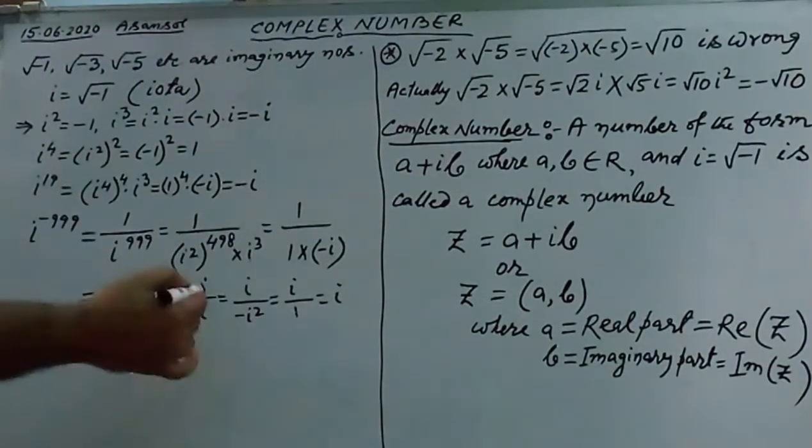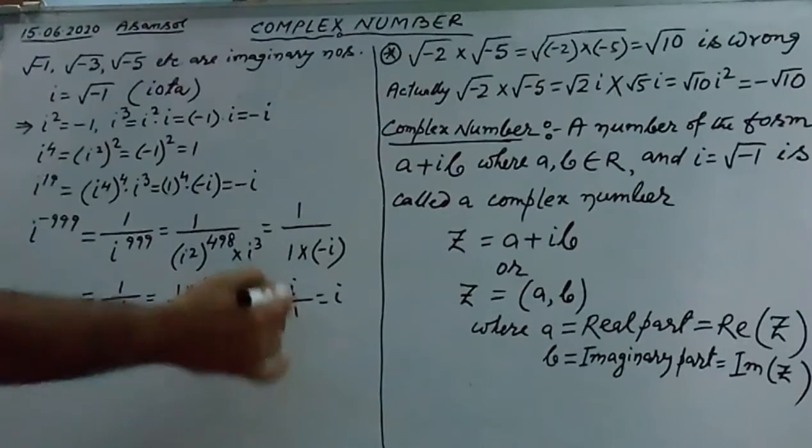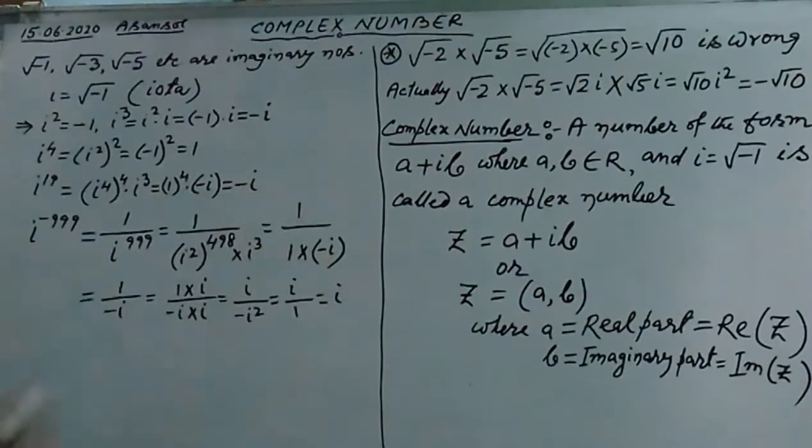So we have 1 over minus i. We multiply the numerator and denominator by i. We get i over minus i square. i square is equal to minus 1, and minus of minus 1 is equal to 1. So i over 1 is equal to i.